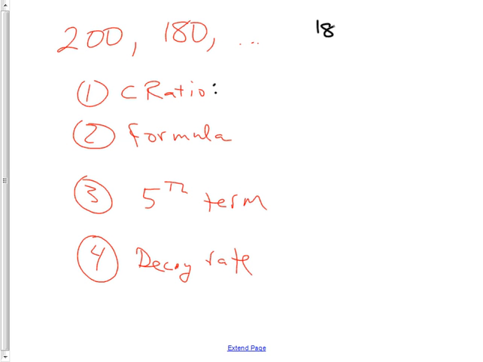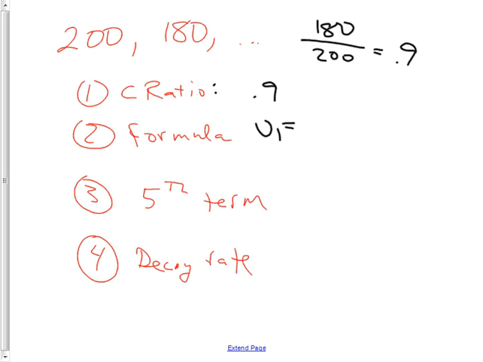All right, when I divided 180 divided by 200, I got 0.9. 0.9 is the common ratio. That is not the rate. That's different. Formula is U sub 1 equals 200. Why am I using U sub 1 all the time? Because I'm asking you for the fifth term.